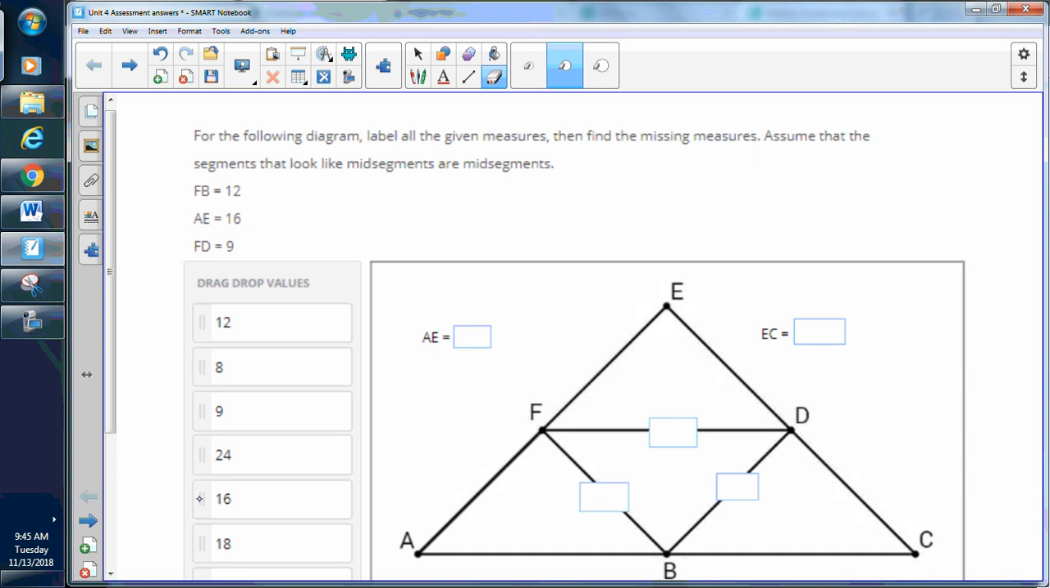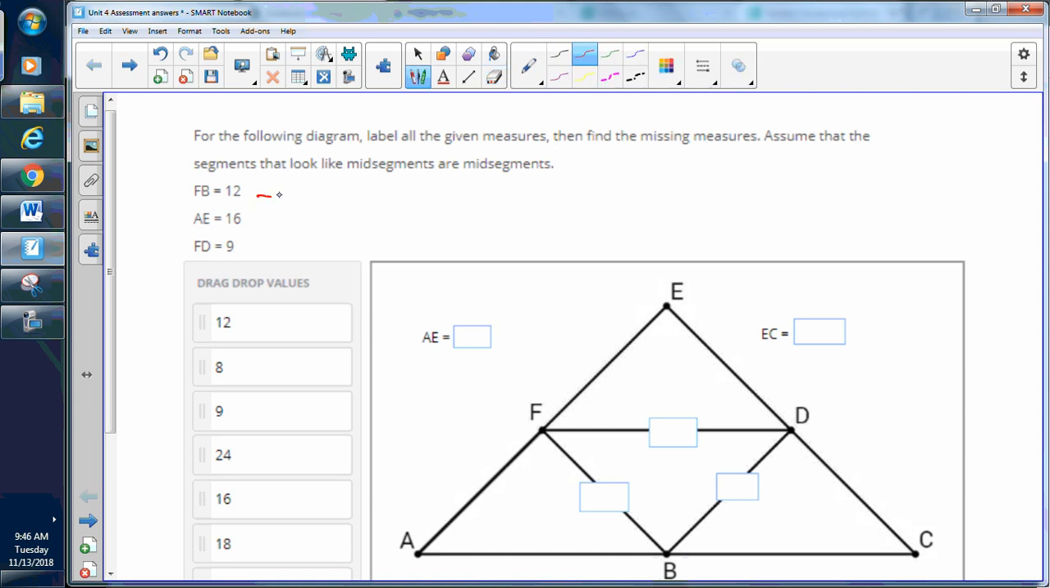Okay, we're going to go through the last unit assessment to help you prepare for your retest. On the first question, we were told that segments that look like mid-segments are indeed mid-segments. So FD does look like a mid-segment, as does FB and BD.